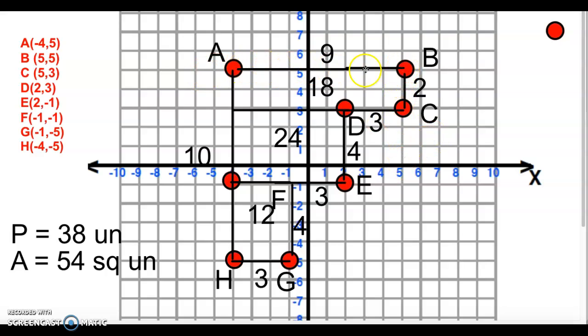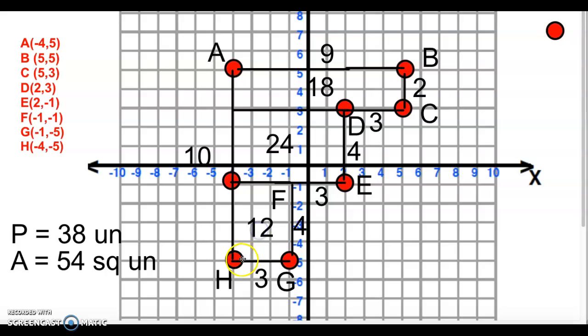So this line right here is 9 units. Okay, so 9 times 2 is 18. This one right here, this rectangle, should be 4 going, the width is 4, and going across is 6 right here. So 6 times 4 is 24. That's how I got that 24.